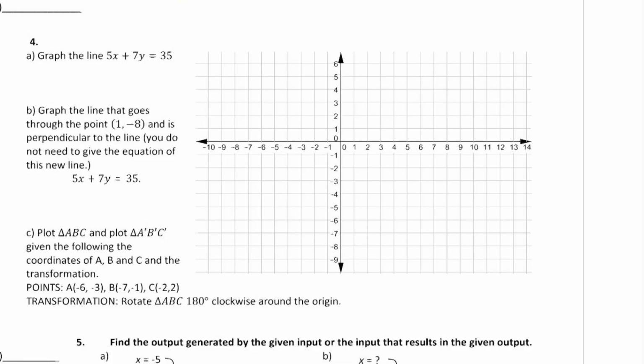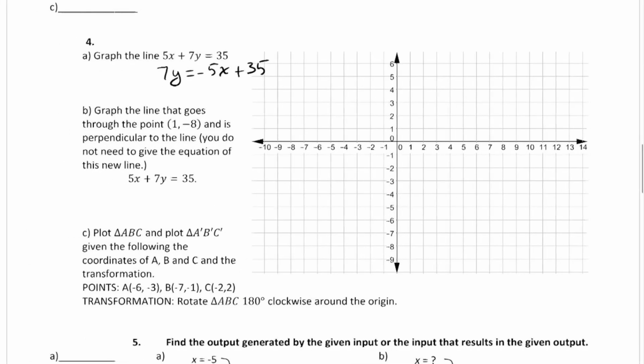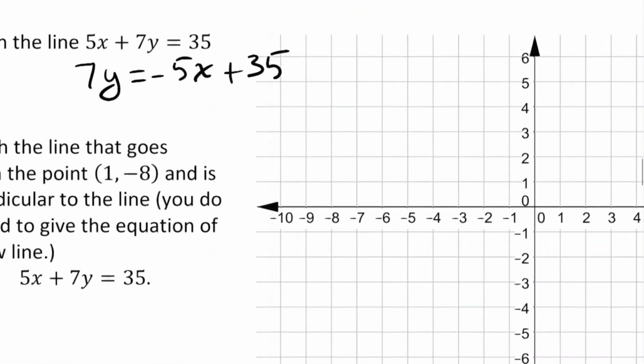But I'm going to choose to rewrite this in y equals form. So I'm going to subtract 5x from both sides. I will get 7y is equal to a negative 5x plus 35. So we can all see I subtracted 5x from each side. And now I'm going to divide both sides by 7. On the left-hand side, we're going to be with just a y.